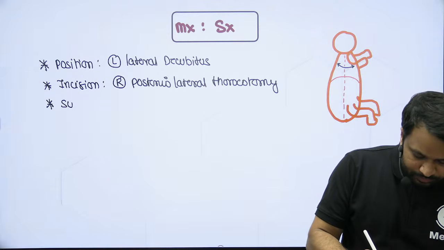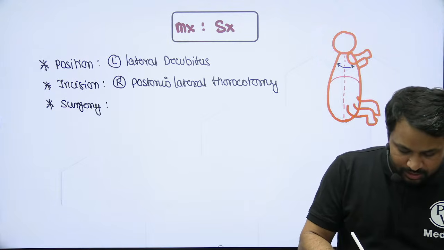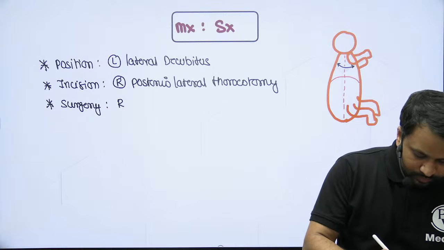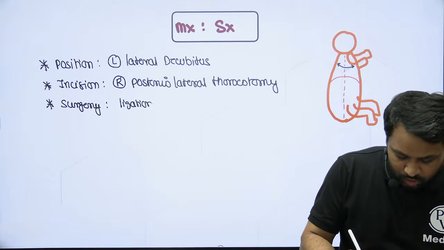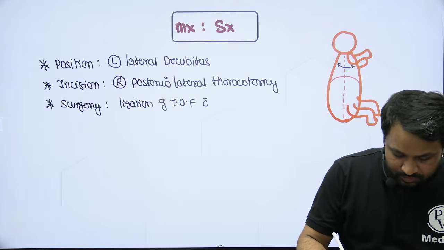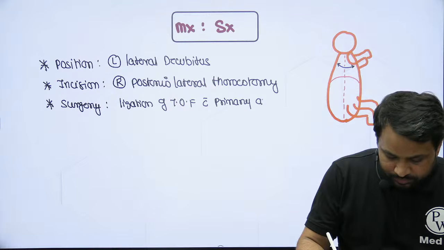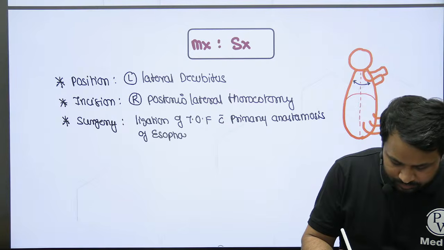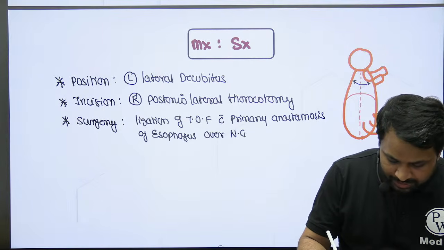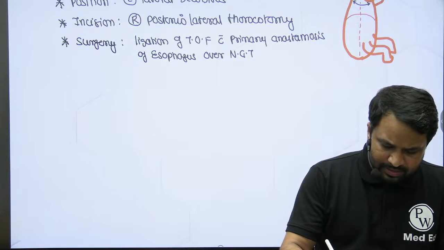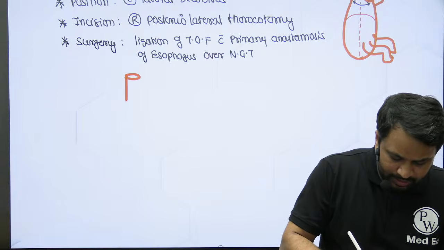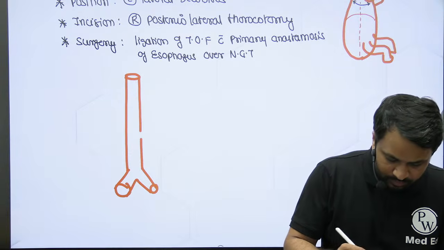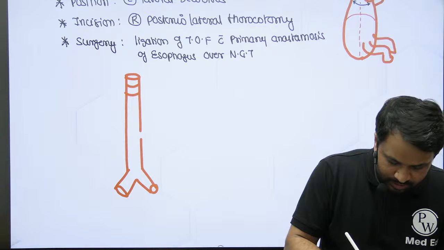So in the surgery, it is going to be resection, or I say we're going to do a ligation of tracheoesophageal fistula with primary anastomosis of esophagus over nasogastric tube. इसका मतलब क्या है? मतलब बड़ा सिंपल सा है. आई एम सेइंग कि अभी जो हमारे पास पेशेंट आया है, ये आपका ट्रेकिया है, यहाँ पे फिस्टुला बना हुआ है, so this is the trachea that is present.